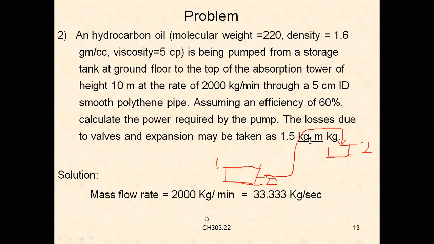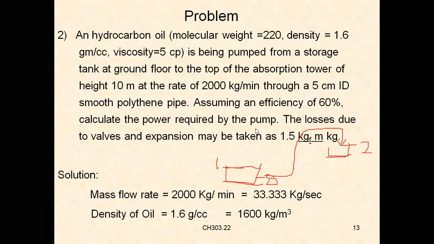So in the problem, mass flow rate is given as 2000 kg per minute. Convert it into kgs per second. It is 33.333 kgs per second. Density of oil is given as 1.6 gram per cc. That is 1.6 into 1000. We'll get 1600 kg per meter cube.